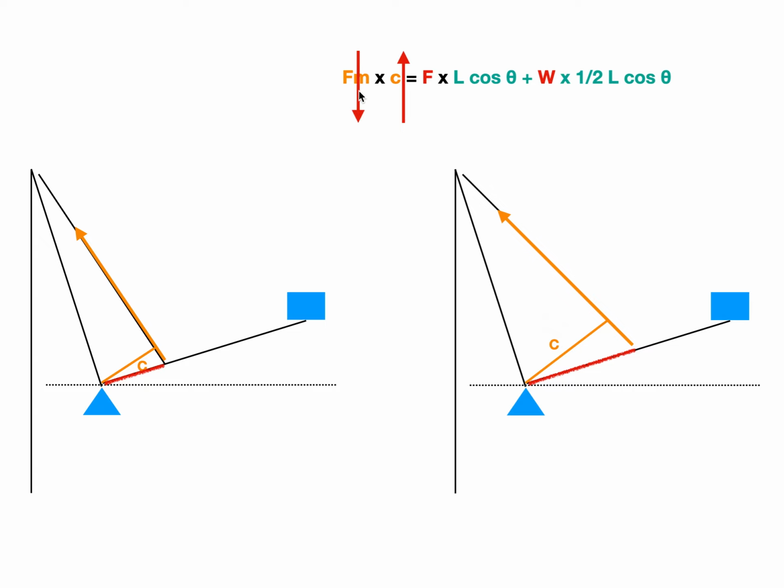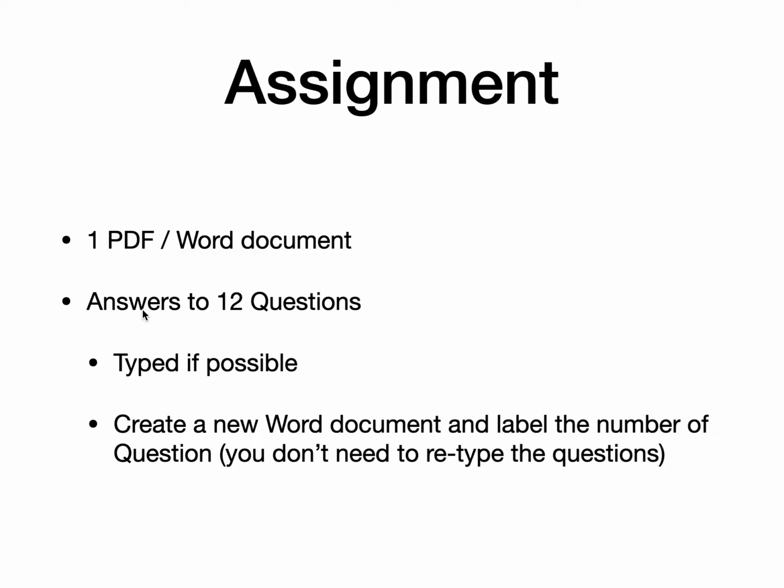So that's about the free body diagram. And for the assignment, as usual, submit a PDF or Word document. And you need answers to all 12 questions. And you don't need to attach the table because it's already given. And I highly recommend you type the answers, so it's easier for me to read. And also, you can just create a new Word document and label the number of questions. So you don't need to really retype the questions. Just label question 1 and here's your answer.